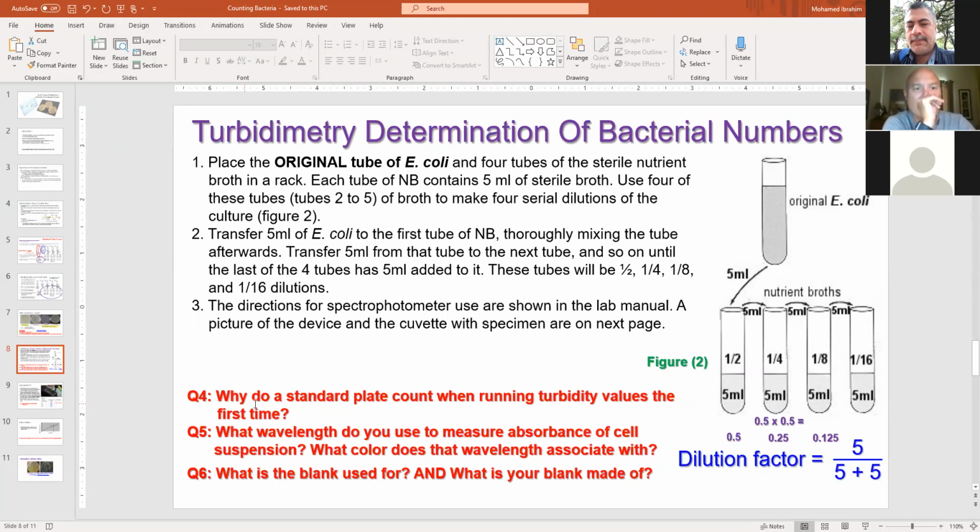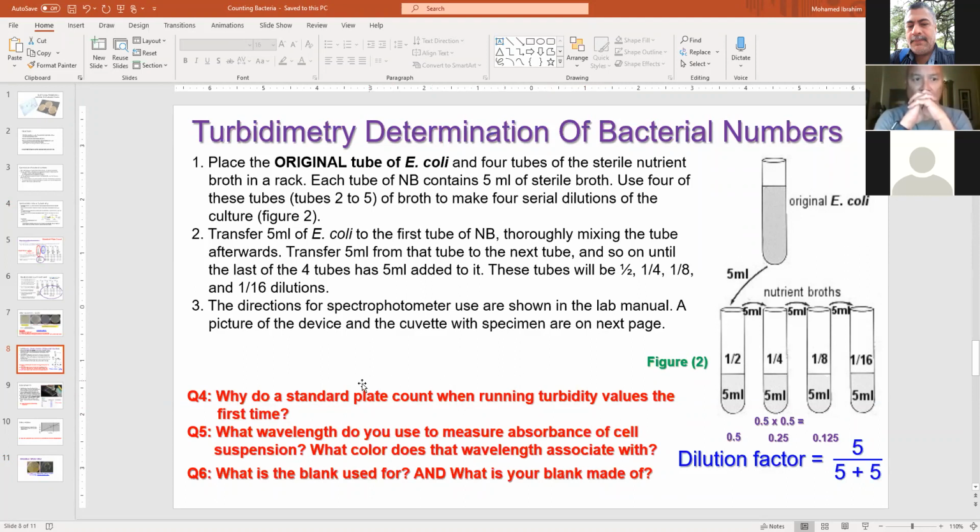So you mean why do a standard plate count when running turbidity values? Yes, the main idea of this question is, when you decide to do a turbidity value measurement, why is it so important to have a standard plate count first? Let me tell you this. First of all, when we do counting, there are several ways of doing bacteria counting. Some of them are easy, straightforward, and less time consuming. Some take too much time.